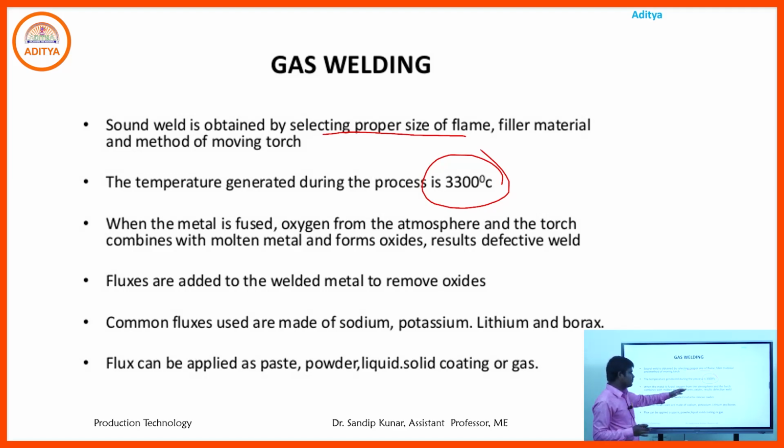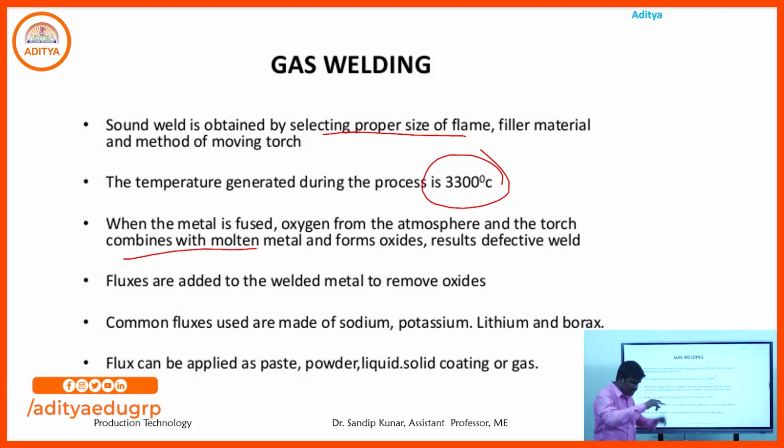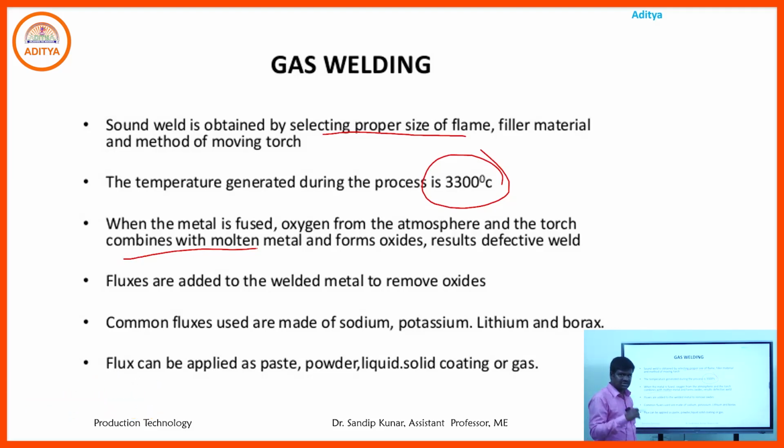When the metal is fused, the oxygen from the atmosphere and the torch combines with the molten metal. Sometimes using the flame, the parent metal will be melted, and that parent metal reacts with the oxygen, and due to this reaction, oxides will be formed, and due to creation of the oxides, the weld face is sometimes defective.